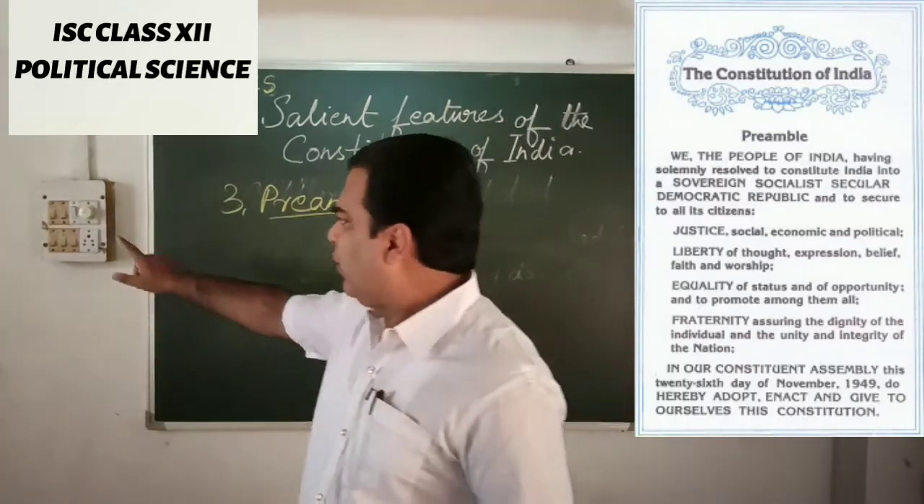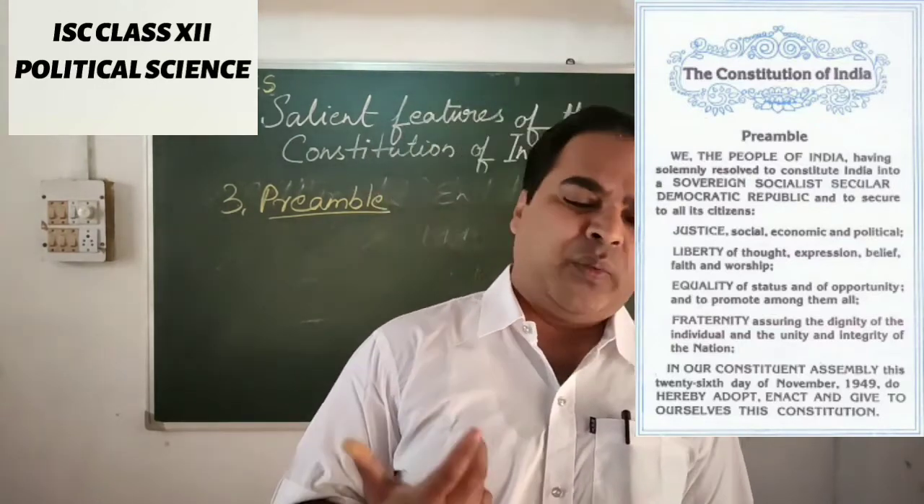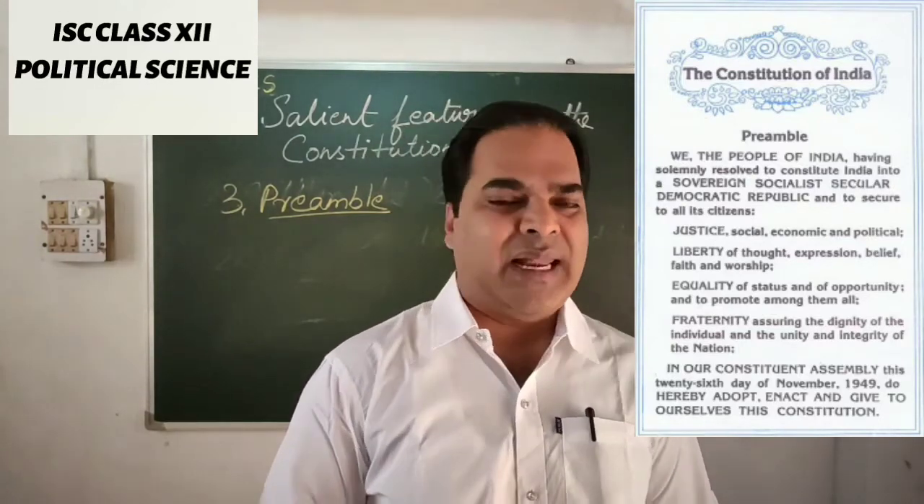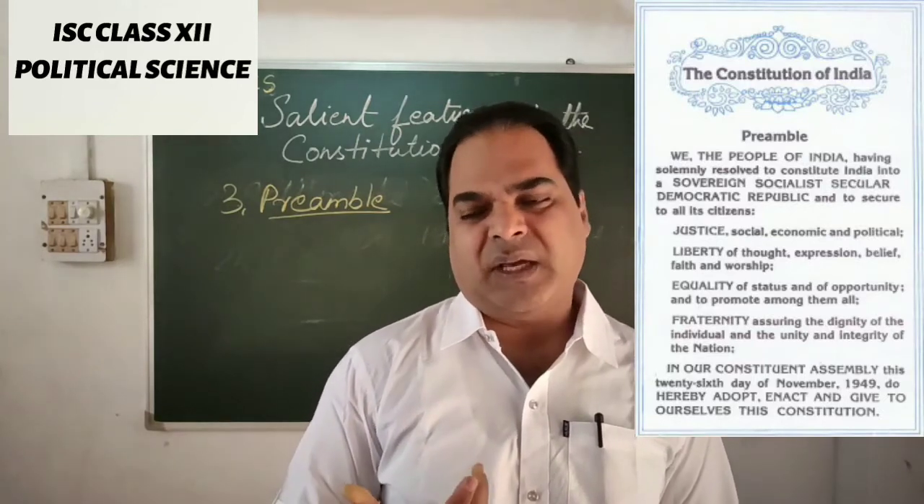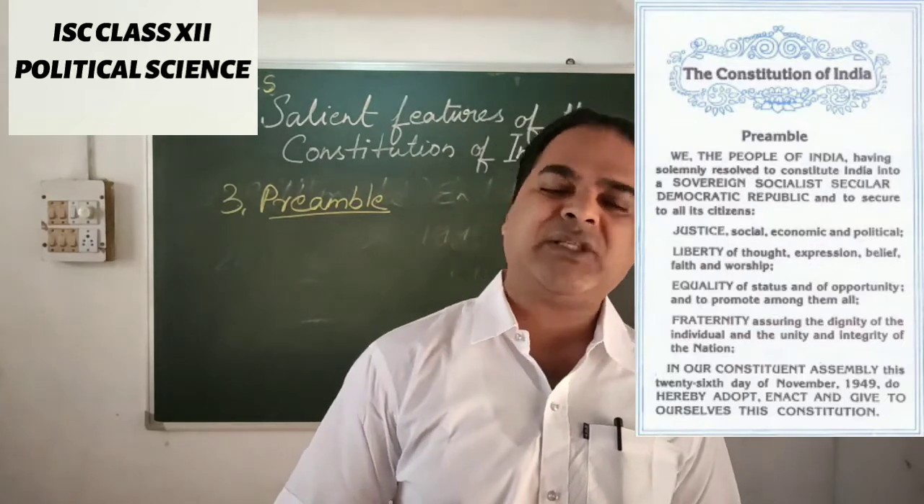Now the next one we have is democratic. India is a democratic country. We have a representative form of government. Here the rulers are elected by the people. They form the government. If they don't work properly, then they are thrown out in the next election.